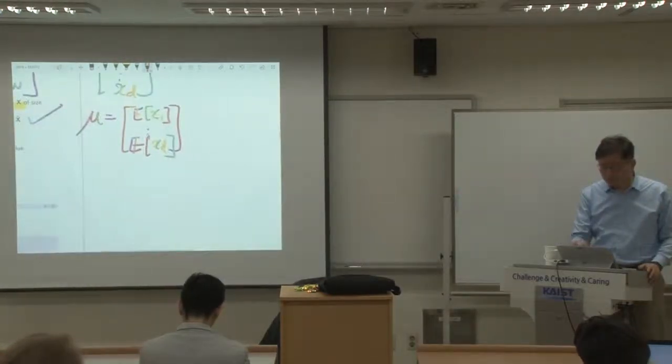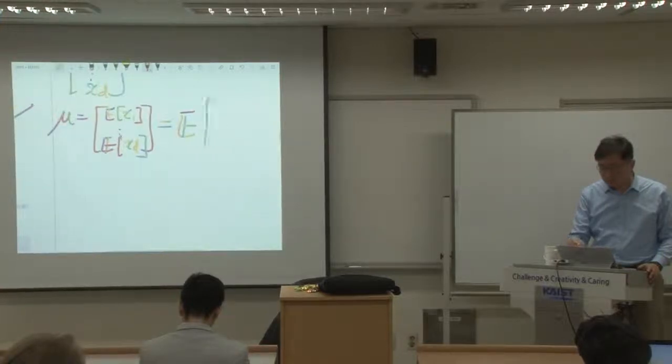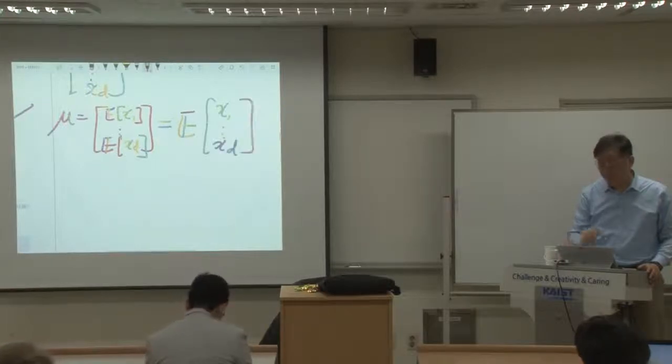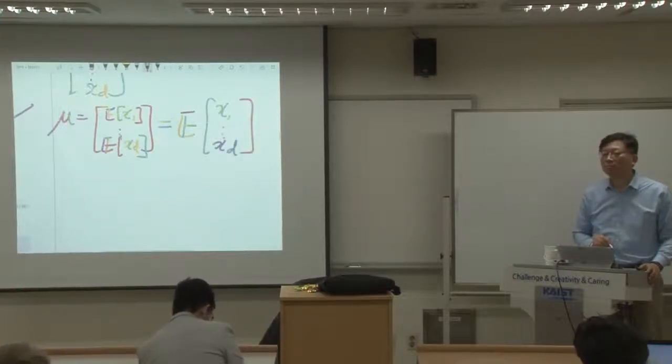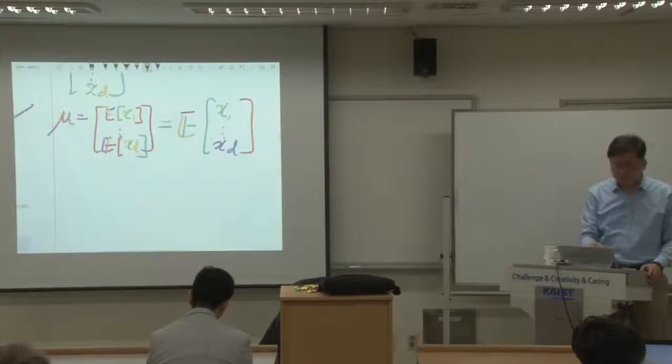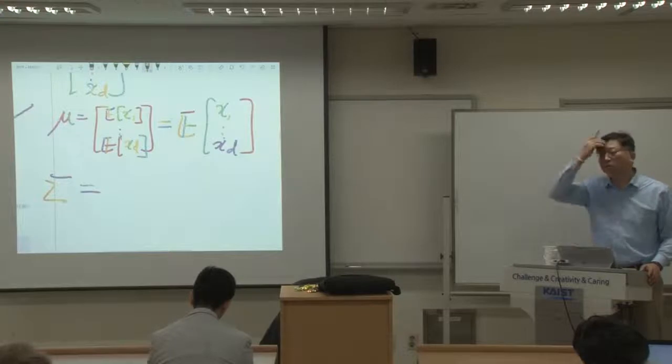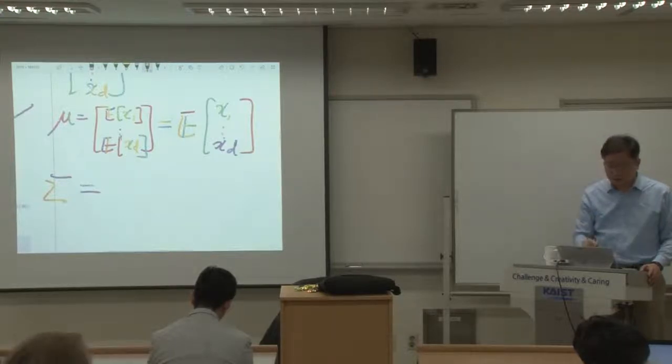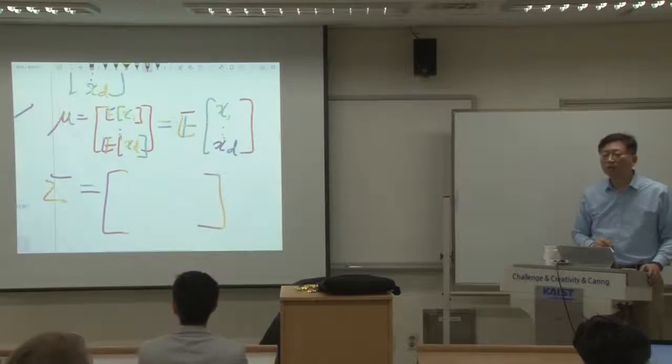And I'm sometimes going to denote this like this. I'm going to somehow write it like this. Expected value of this vector. Covariance, often denoted with a big sigma, is a matrix.